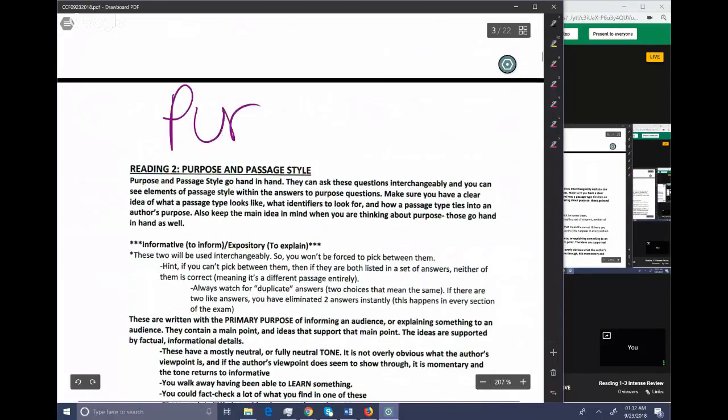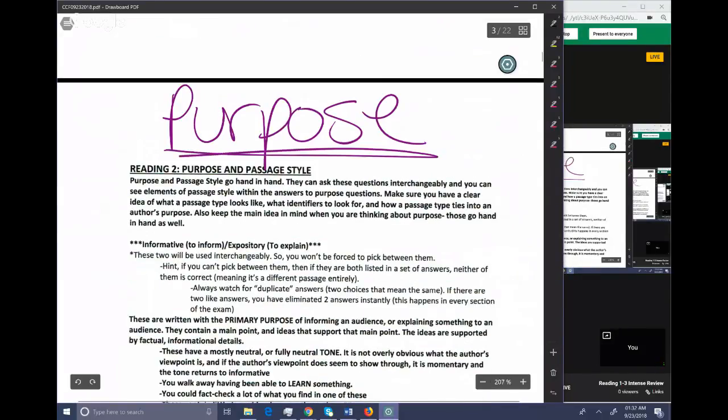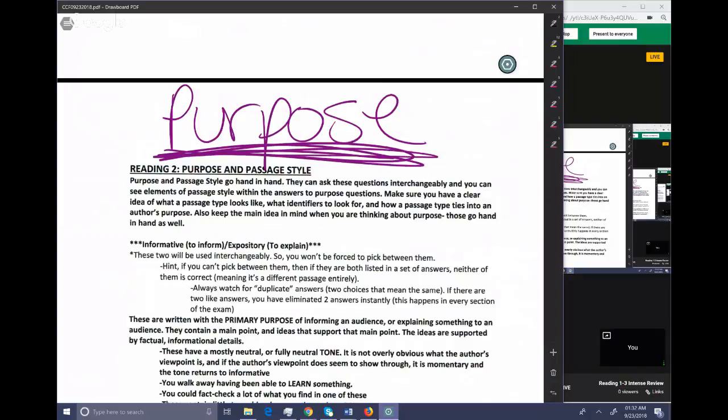Here is where all of the questions I get from this class come from. Anytime I get a question in my email about a passage type, the question will always say something like, well, the key says that this is a blank passage type, but I felt like it was a blank passage type. Anytime somebody asks me about a passage type, it's because there's elements of more than one in there. So it's not like something is 100% obviously informative and then you just pick persuasive. That's not what happens.